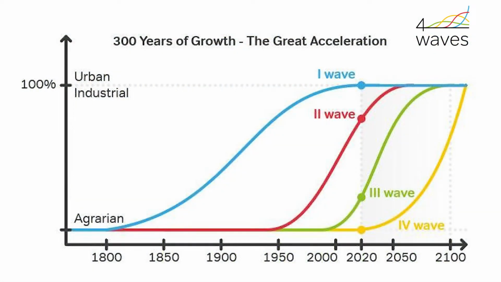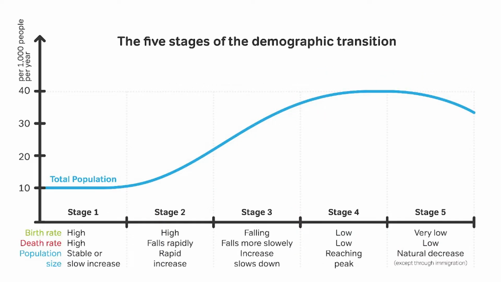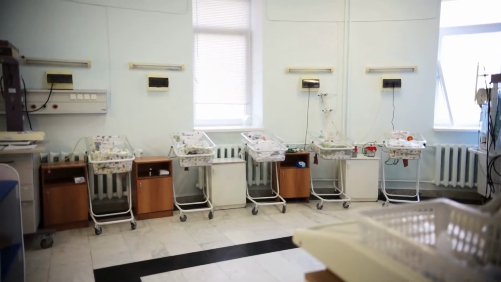First-wave countries achieved this growth in under 100 years. Second-wave countries in less than 50. Another important aspect of the Great Transition is the so-called demographic transition. During this great transition from the agrarian to urban era, most countries have had a demographic boom.